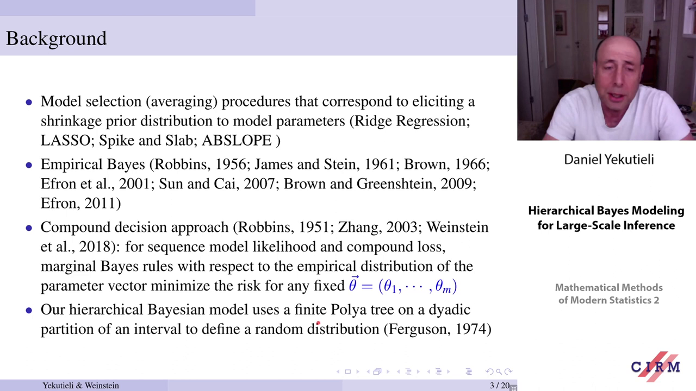In this case, our methods look like empirical Bayes methods. For empirical Bayes, these were introduced first by the work of Robbins back in 1956, James-Stein estimation, Larry Brown's, the late Larry Brown's work back in 1966, and more recently, for the Bayesian FDR, Bayesian classifications, by the work of Efron, Sun and Cai, and some work with, again, the late Larry Brown and Eitan Greenshtein, 2009.